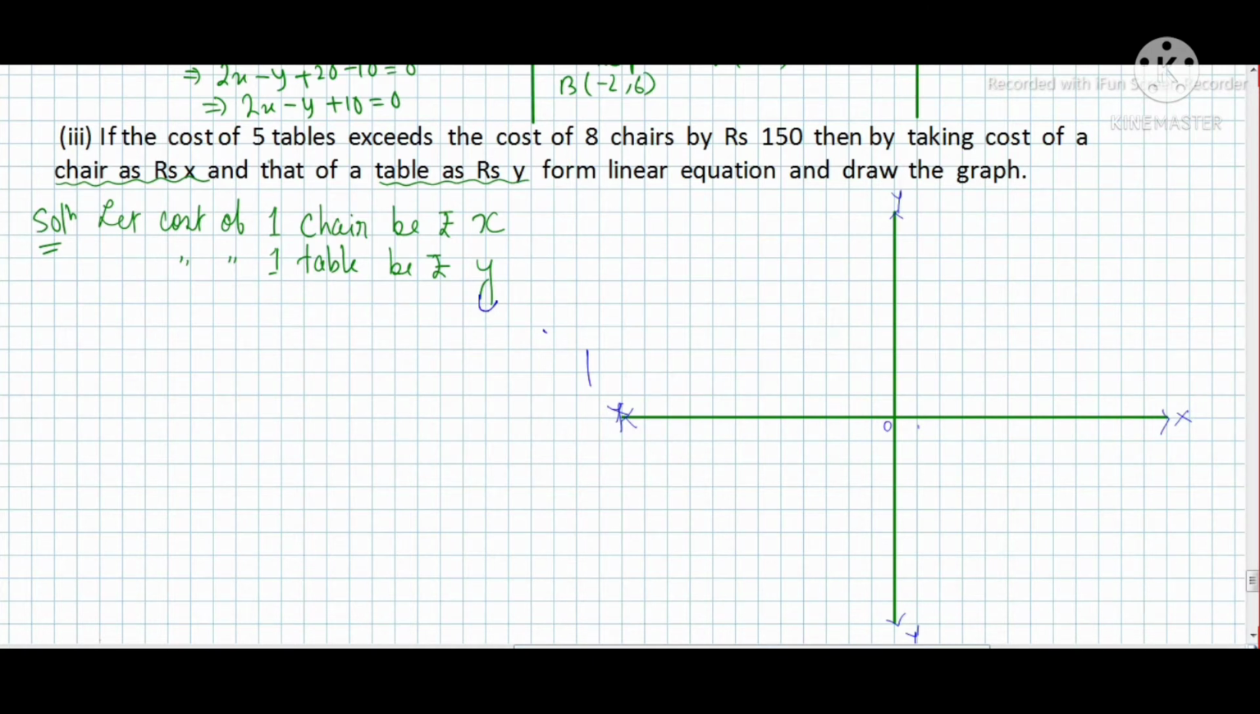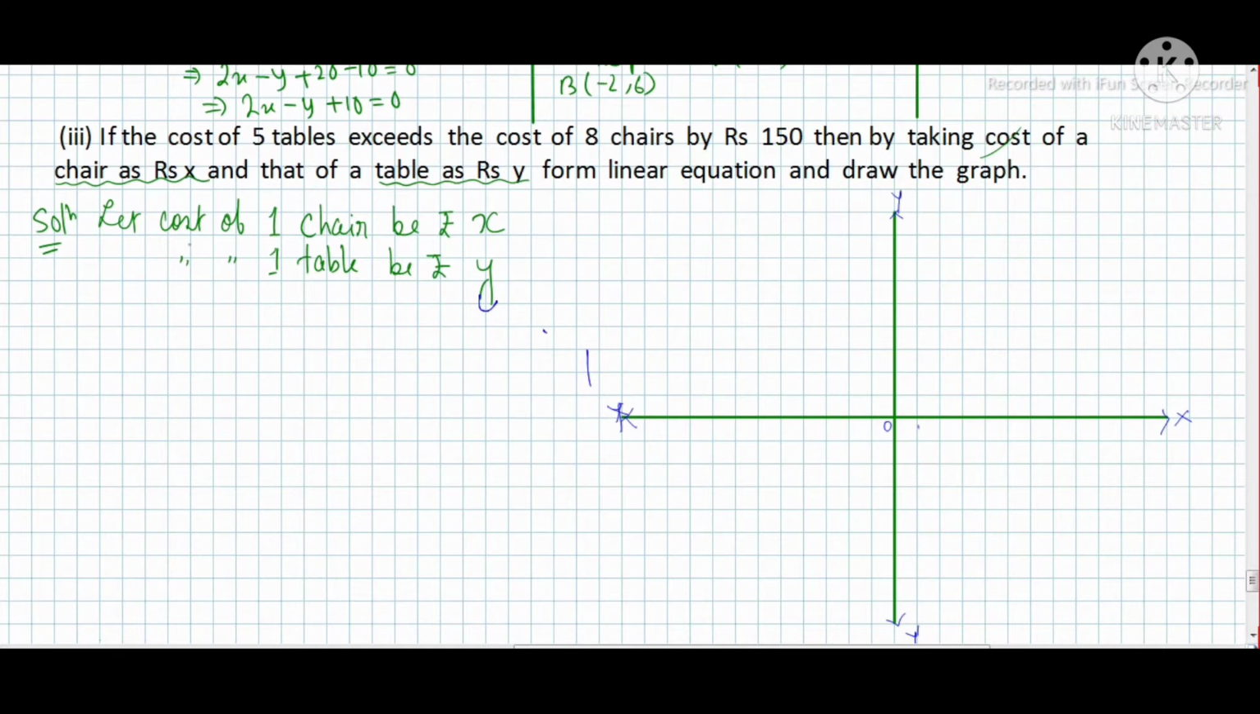If the cost of 5 tables exceeds the cost of 8 chairs by rupees 150, then by taking the cost of a chair as x and that of a table as y, form a linear equation and draw the graph. So you have to consider the cost of chair as x and cost of table as y. What it is saying here is that the cost of 5 tables exceeds the cost of 8 chairs, means 5 tables cost more than 8 chairs. So how much more? It is 150 more, and we have to make this condition a linear equation.